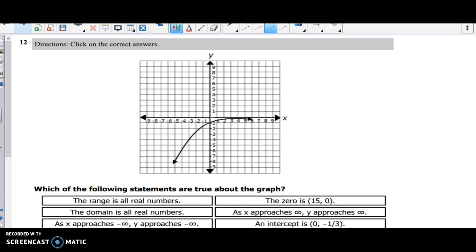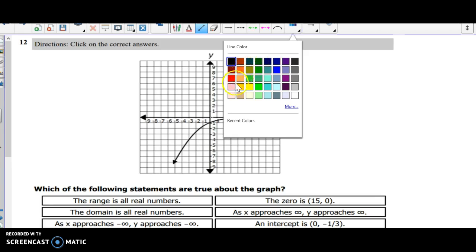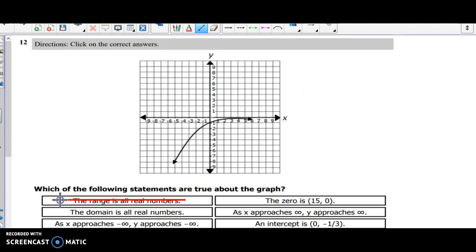For this one, we are looking to see which statements are true about the graph. The range is all real numbers. It does not look like it crosses this, so we can eliminate that particular answer. So I'm going to draw a line through that one. A 0 is 15. 0, I don't think it's going to ever cross that x-axis. As the domain is all real numbers, that looks pretty good. I think we can take that as one answer, yes.